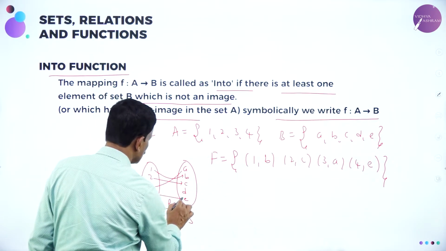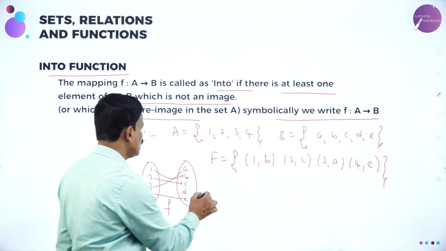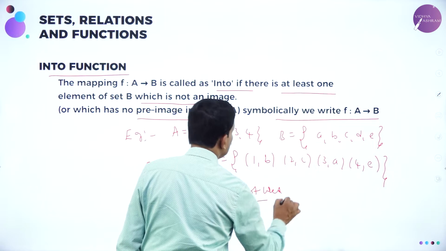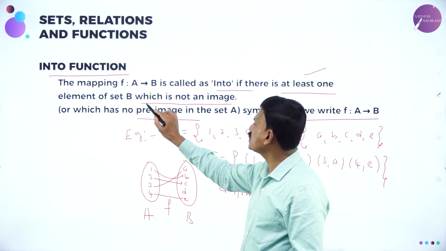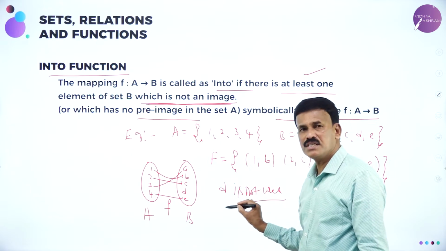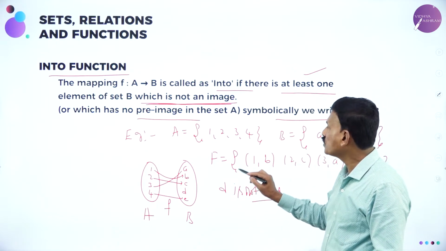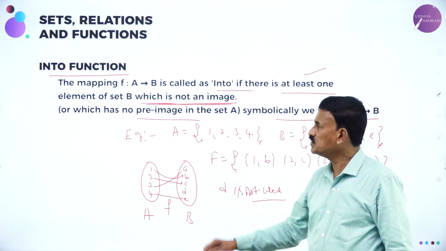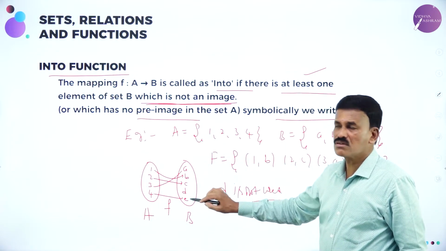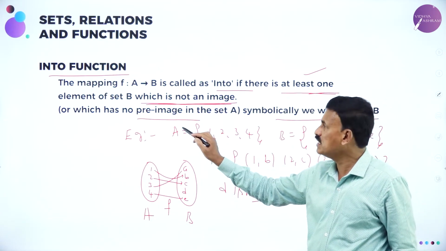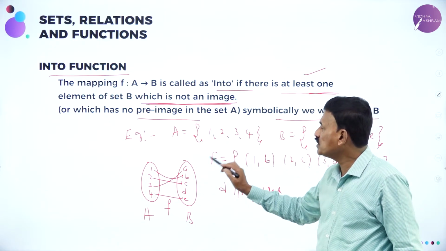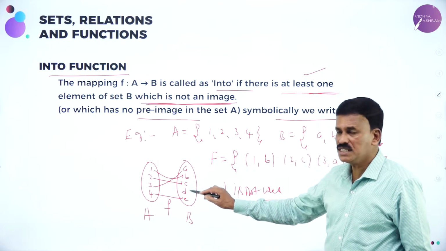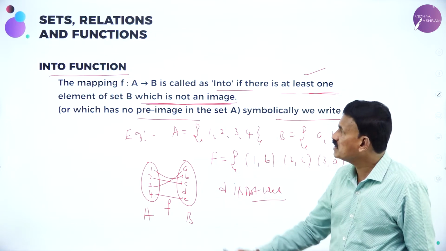So here the element D is not used. That means the element D, at least one element of the set B, is not an image. So this element D is not an image. Therefore this is called an into function. This is an example for an into function. So an into function means a function f from A to B is called an into function if there exists at least one element of the set B which is not the image of any element of A. Here D is not an image for any element. So therefore this is an example for an into function.